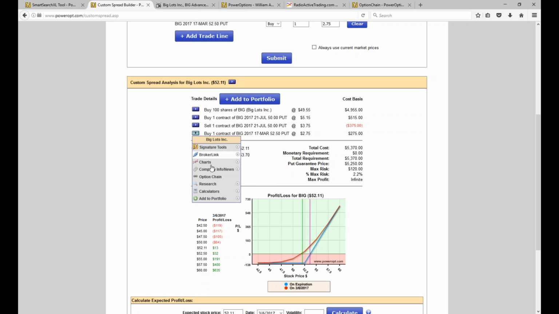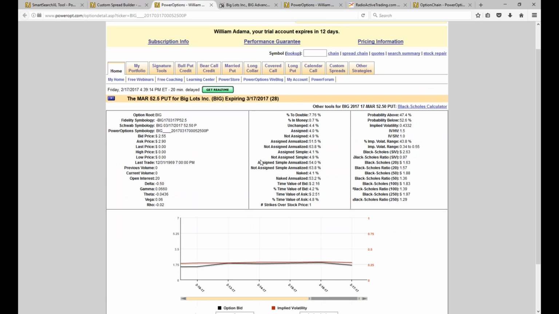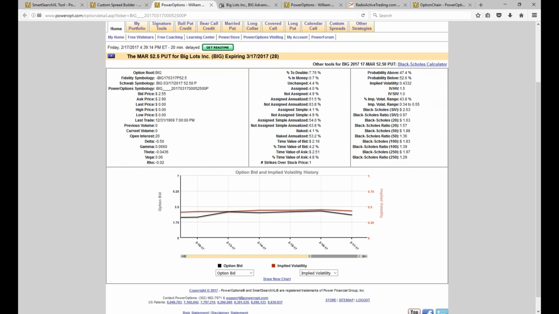And again, we take a look at the research tool for the March option. Over here, we see that our implied volatility again is 0.4332. My IV over HV ratio is 1.5. So yeah, I overpaid for this put. But at the same time, in the structure already done, I don't care if the market thinks I overpaid for this because I reduced my risk going into earnings by 4.6%, 10 days before the earnings, 14 days before the earnings. So it is overvalued.